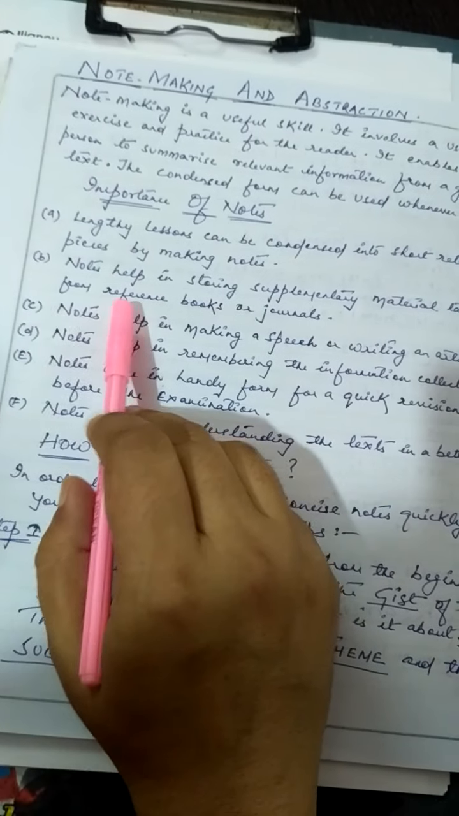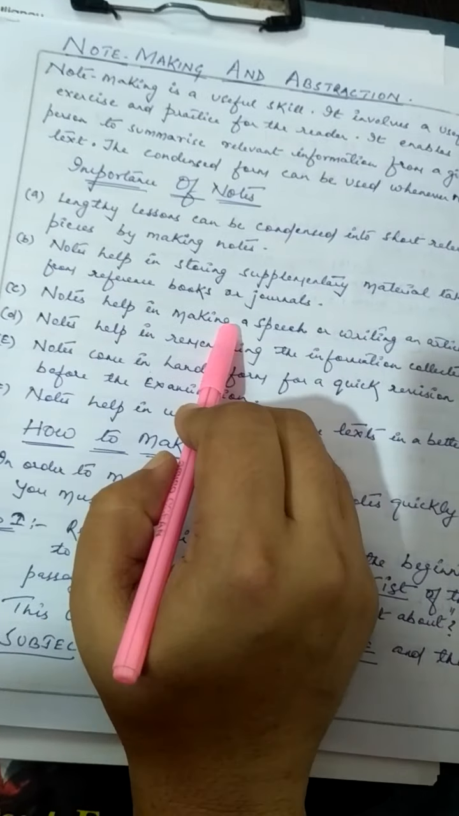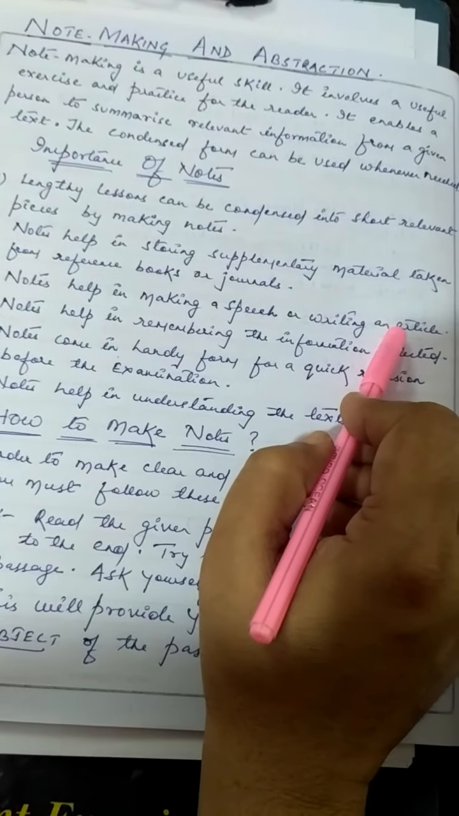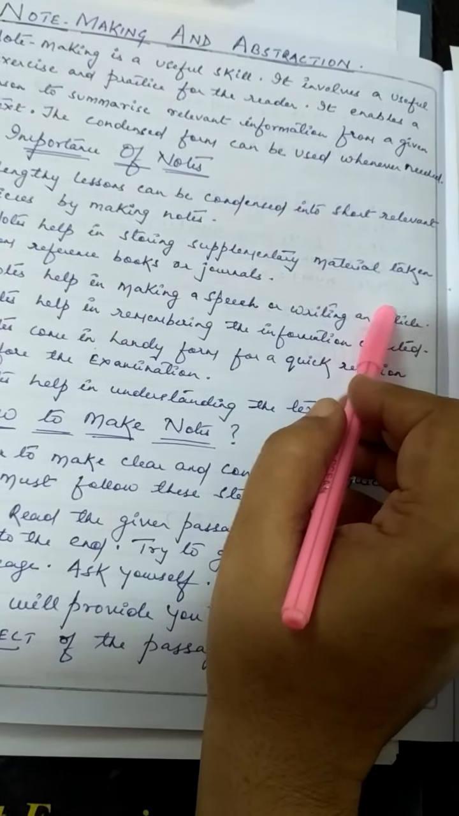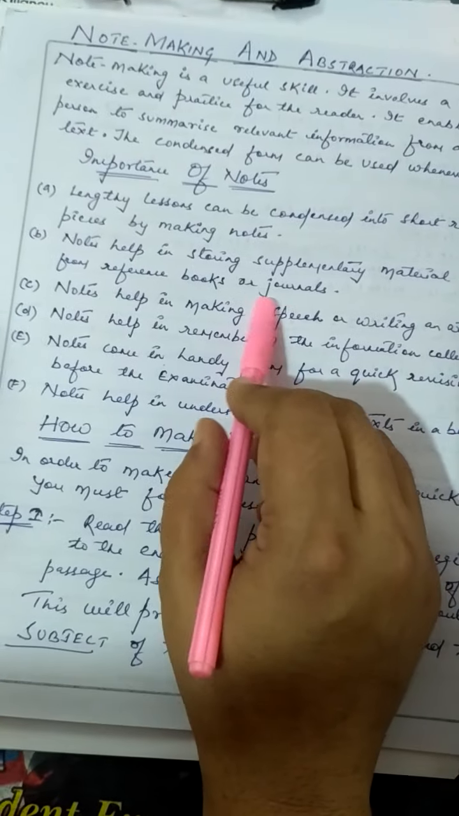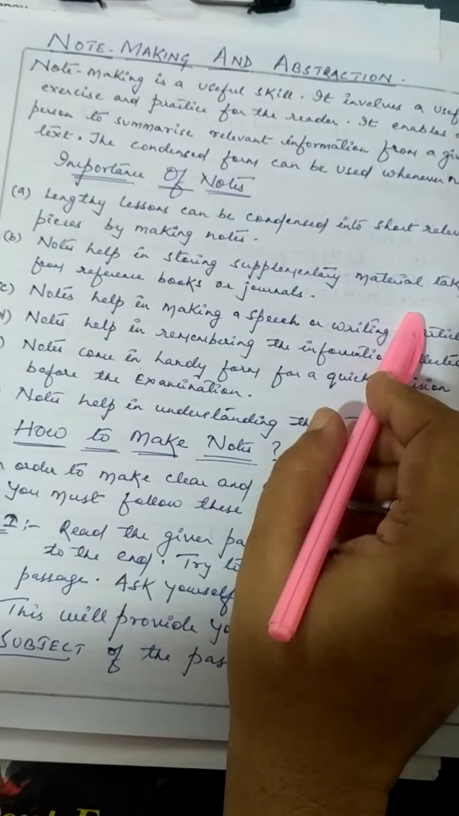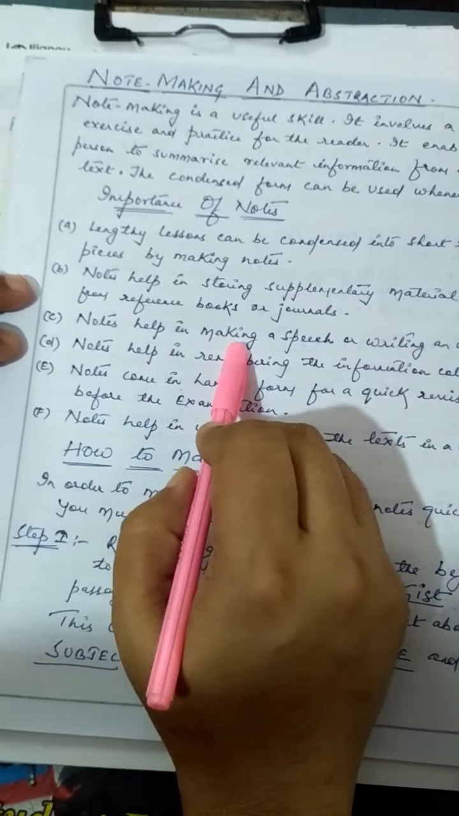Okay. Now, the third point, which is very important: notes help in making a speech or writing an article. Now, making a speech and writing an article are in different forms. Speech is in a verbal form and article is in a written form. Clear? So in which process do notes help?